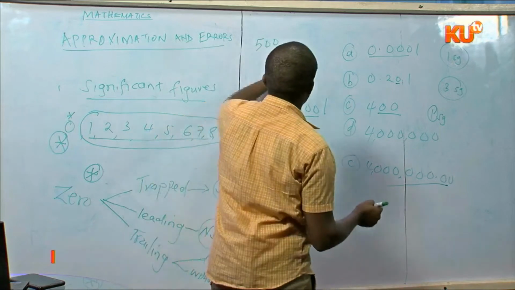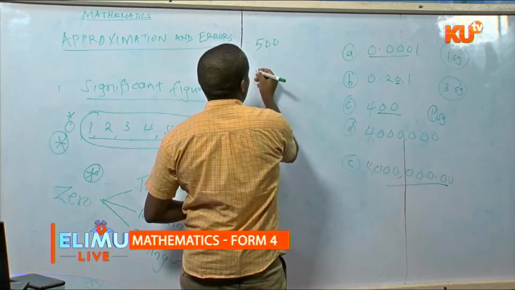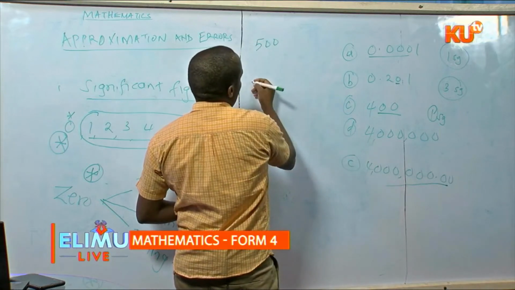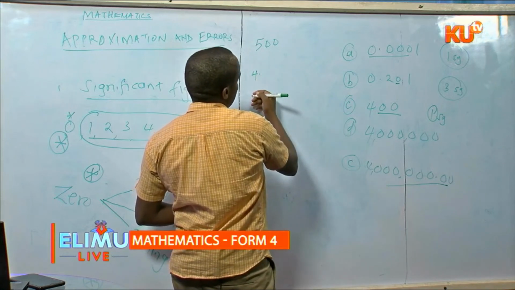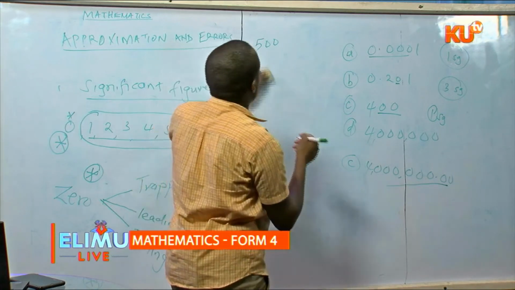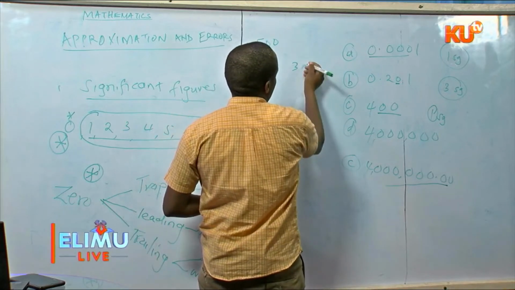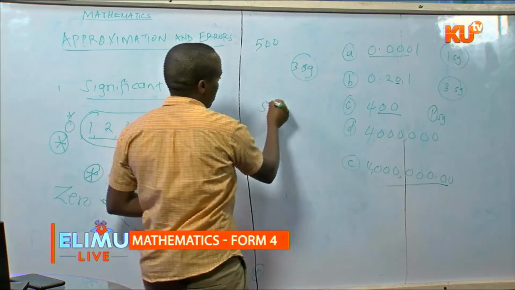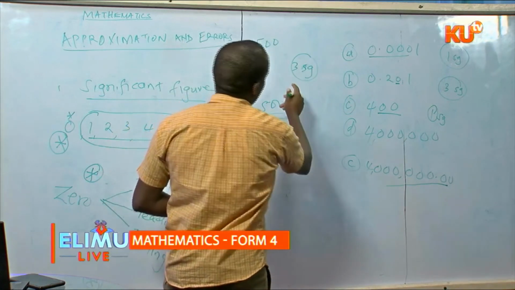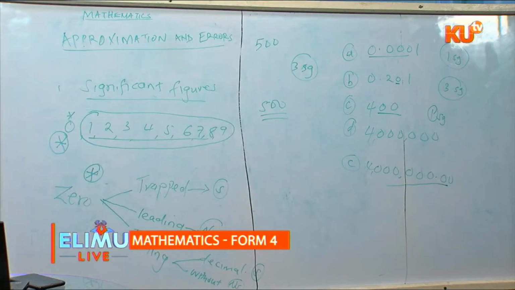Just an example. At the last point there, you are told to write your answer maybe to 4 significant figures or to 3 significant figures. Maybe your last answer was 500 and I told you to write your answer to 3 significant figures. How do you go about it in the exam?